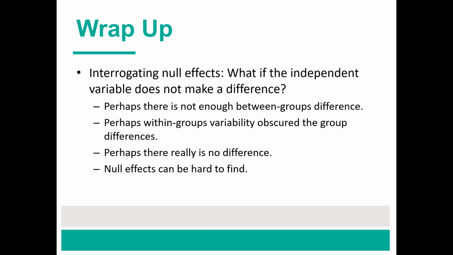The second major section covered how we can interrogate a null effect in research. We discussed how null effects could be the result of not enough difference between groups, or that it could be a result of too much difference within groups. Finally, we talked about how sometimes there simply just isn't an effect, because there really is no effect of the independent variable on the dependent variable. Lastly, remember that though null effects are not often discussed in popular media, they can still hold valuable knowledge gained from research.